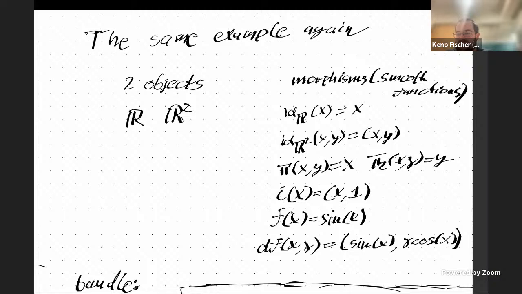So DF is a map from R squared to R squared? DF is a map from R squared to R squared. On the first component, it does sine X. On the second component, it does Y cosine X. Okay. Where X and Y are the two components of R squared.